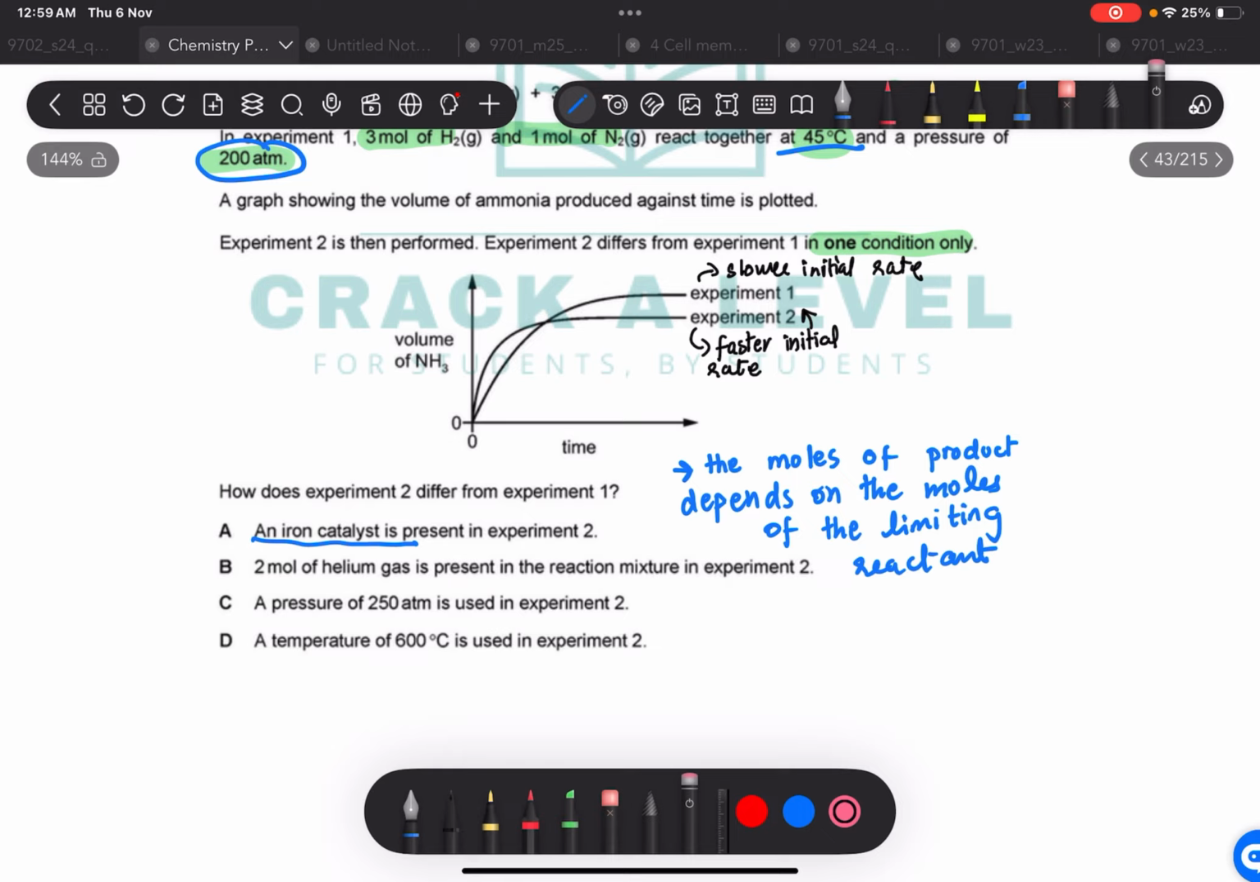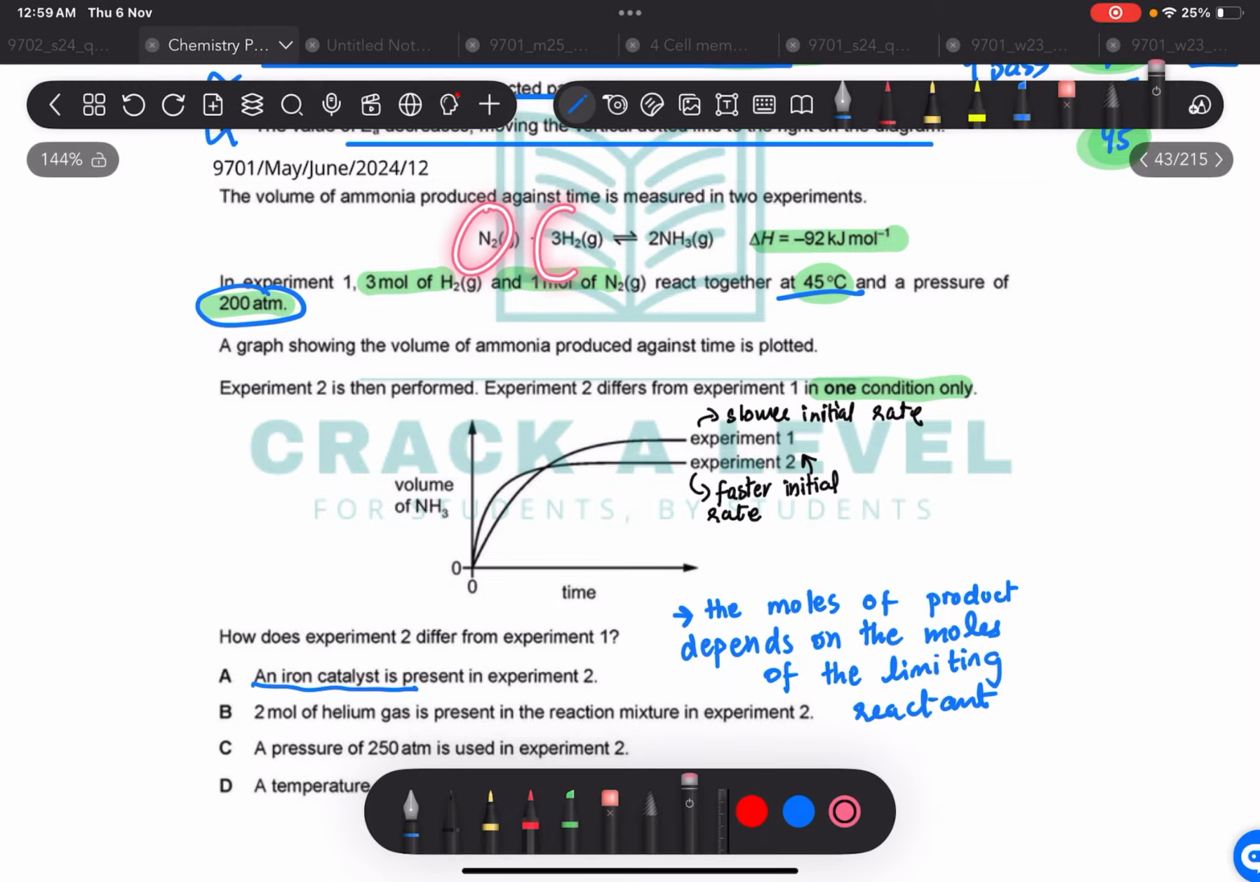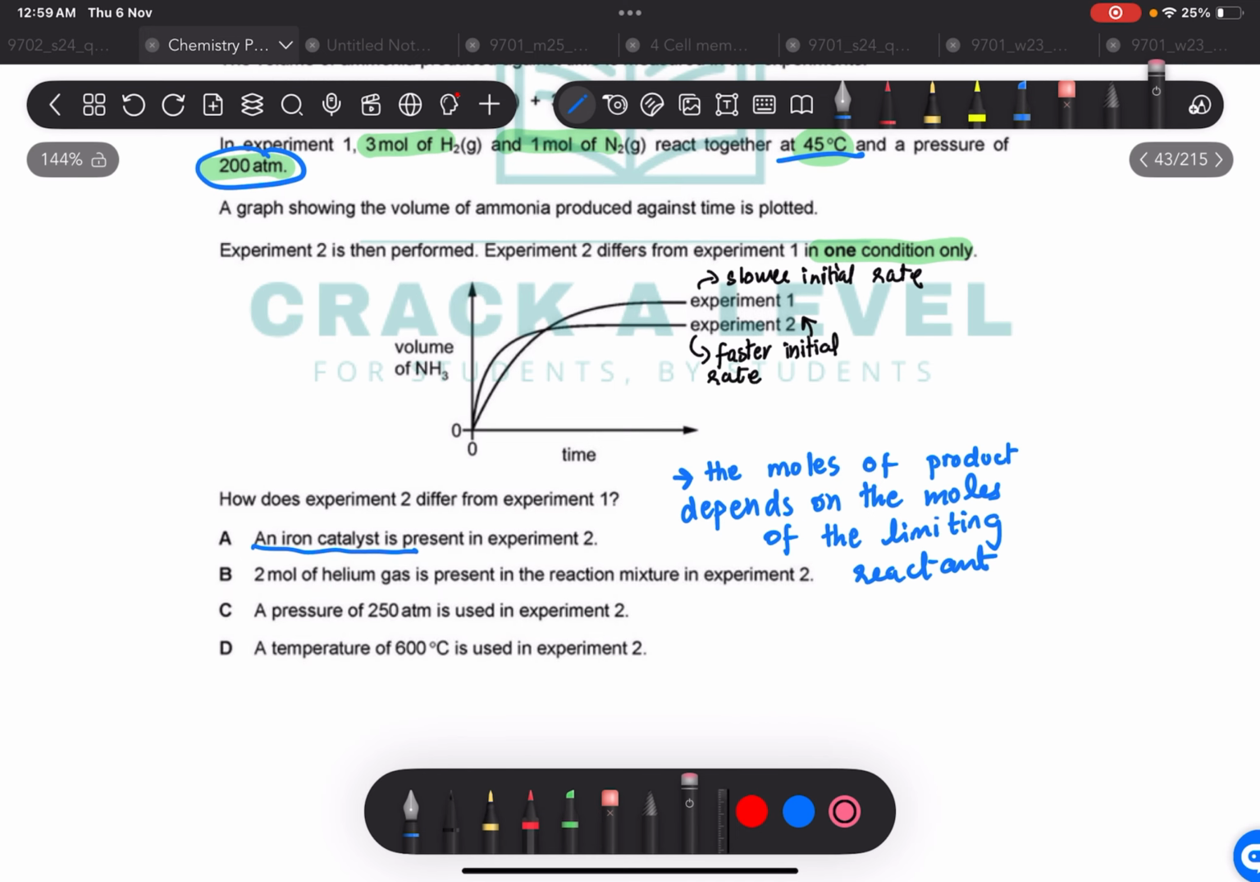So I'm going to read the other statements as well. 2 mole of helium gas is present in the reaction mixture in experiment 2. But helium is a useless gas. I have nothing to do with it. I want nitrogen, I want hydrogen, and I want ammonia to do with this graph. Helium has nothing to do, so I just don't care about helium. A pressure of 250 atm is used in experiment 2. A temperature of 600 degrees Celsius is used in experiment 2.